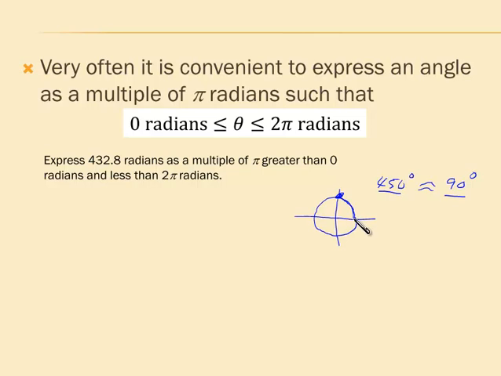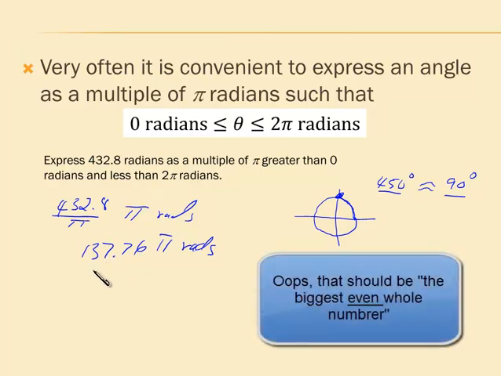And so basically, when we want to talk simply about the angular position of a particle, we usually talk in terms of an angle between 0 and 360. So 450 would be the same as 90. So let's take a look at this then. We have 432.8 radians. There are different ways to solve this, but one easy way is to simply express this in terms of pi. So we say that's going to be approximately 137.76 pi radians.